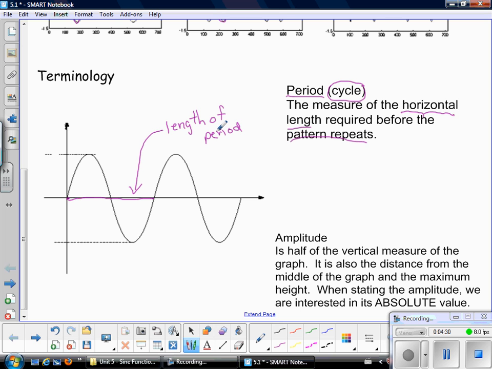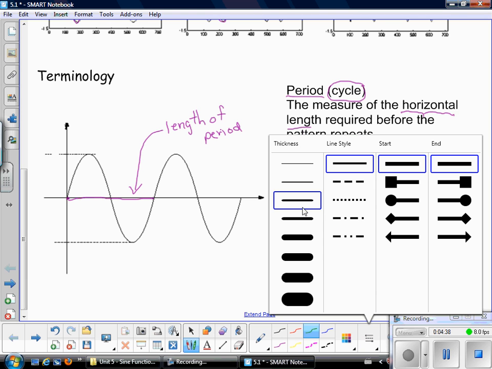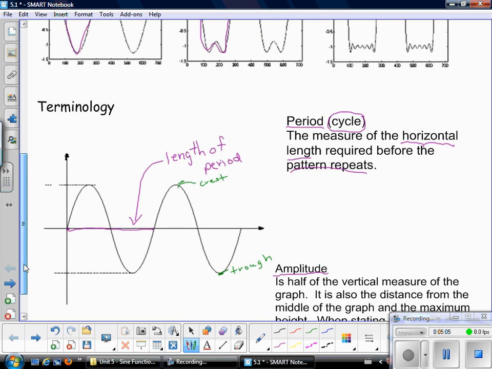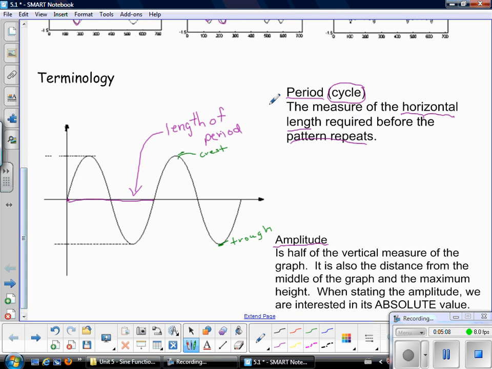Okay, and then the other thing that we talk about is amplitude. Now, in physics, for instance, they talk about amplitude too, but they talk about crests and troughs. So in physics, they call this the crest and they call this the trough. Now, in math, we're studying all different types of waves, all different types of periodic functions. We won't use these terminologies. We talk about the amplitude.